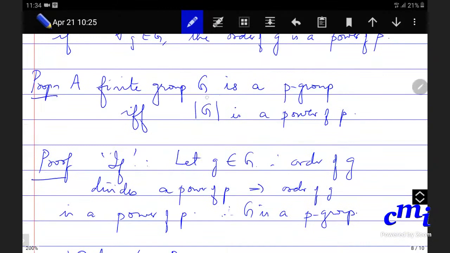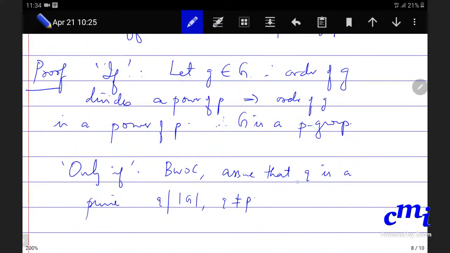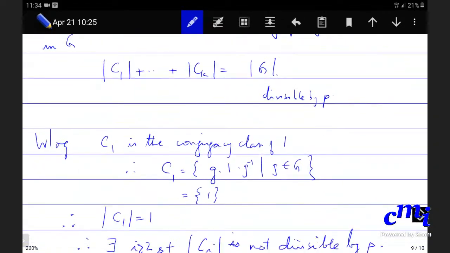I assume that I proved that if the order of G is a power of P, then every element's order is a power of P. Then I assume that the order of G is not a power of P. Yes, sir. It's fine. This is correct. It is possible, but this time I have not made a mistake.